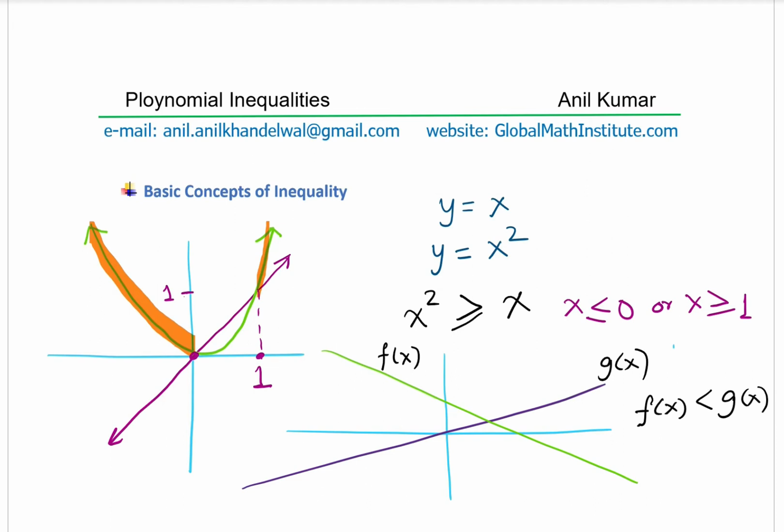Now, let's do two things. First is shading. So f of x is less than g of x means we are interested in the portion beyond this point of intersection. The green line represents f of x and it is below the other line beyond this point. Let's call this point A. So the region will be after this, right? So everything after this is your interest.